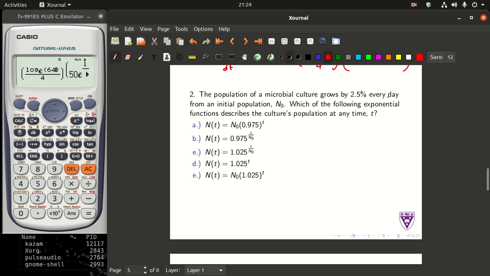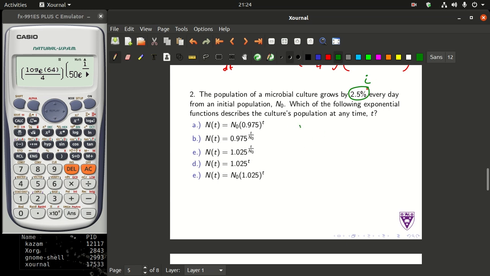Now, the population of a microbial culture grows by 2% every day from the initial value. So we have this is every day. Which of the following exponential functions describes the culture population at any time? So we have this percentage here. If you look at this percentage, it is less than 100. And not only that, it is every day. This is not the growth rate, it's our i here.